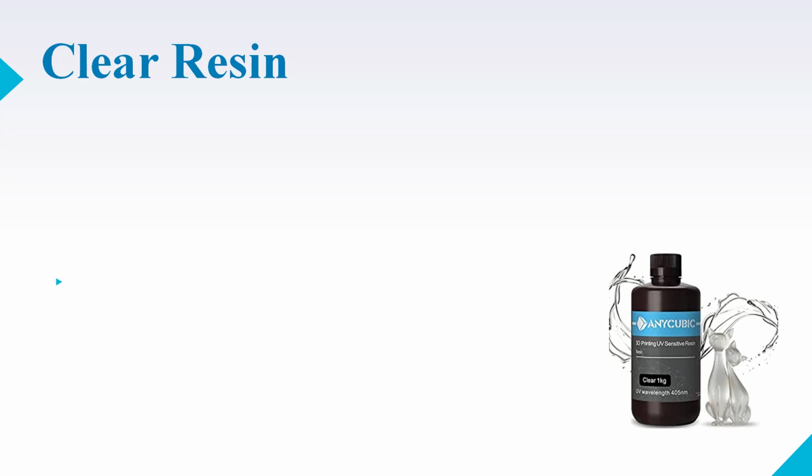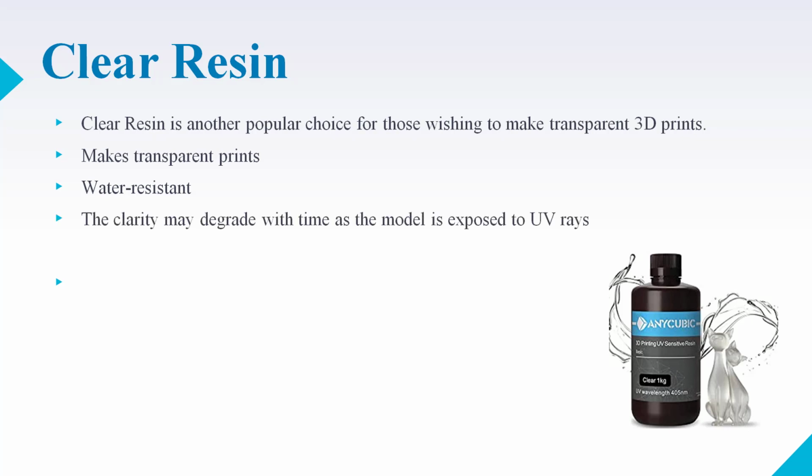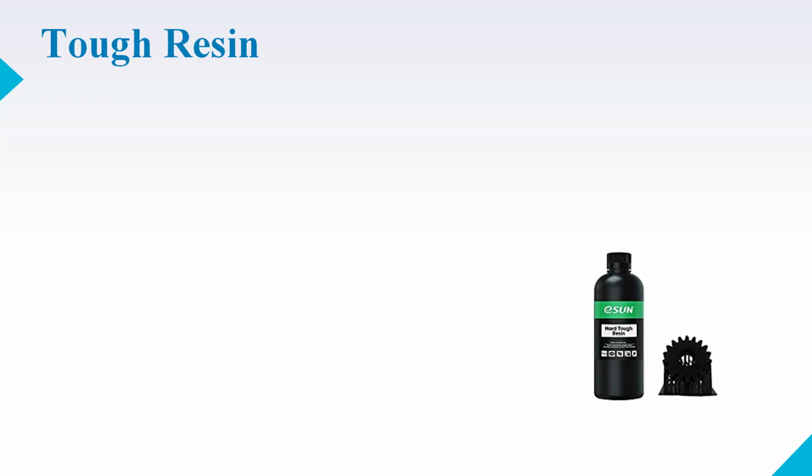Now next is clear resin. Clear resin, it is clear from the name again, is transparent. If you want to create transparent 3D prints, you can use clear resins. You can find clear resins in various colors, and these are transparent prints. Again, clear resins are water resistant. The clarity may degrade with time as the model is exposed to UV rays. So it should not come in contact with UV rays, otherwise the quality will degrade.